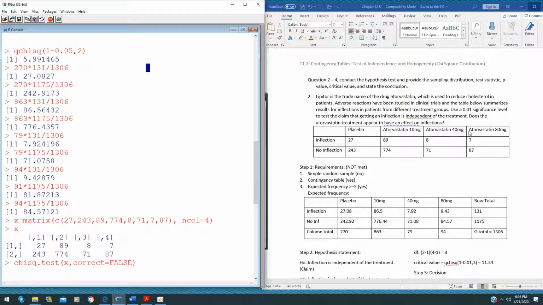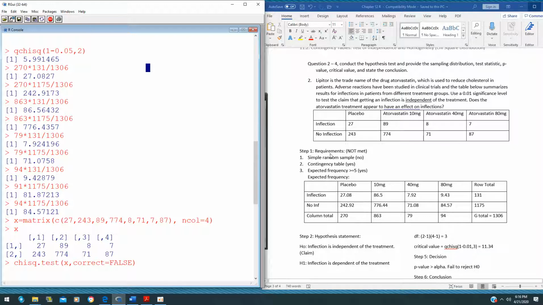This is doing a hypothesis testing. You have to go through all 7 steps here. So the first step is to check the requirements. The first requirement is simple random sample. Unfortunately, there is no word of simple random sample in this case, so no. One no means the requirements are not met, but let's go on to check the other 2.